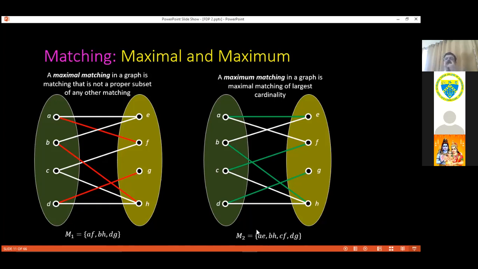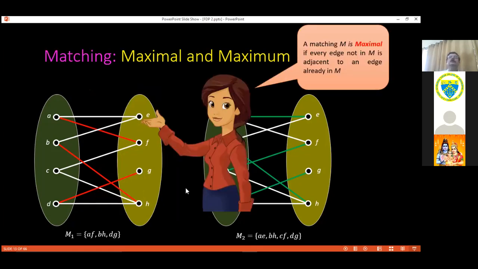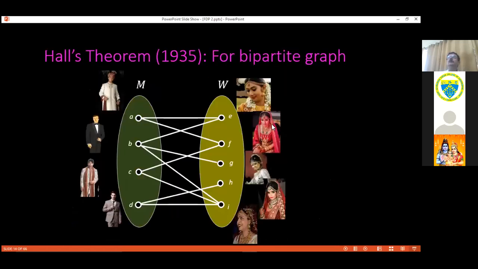The one which contains the maximum number of edges is called a maximum matching. So maximal is different, maximum is different. If M1 and M2 are the only matchings possible in this graph, then we can declare M2 is the maximum. Else we may have another. A maximum matching is always a maximal matching, and the converse is not true.